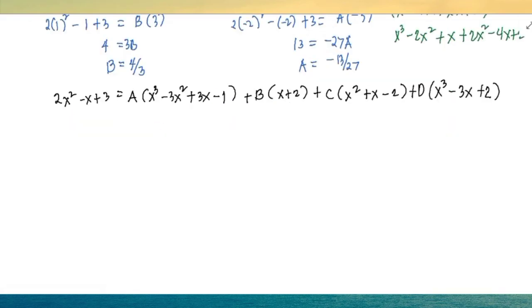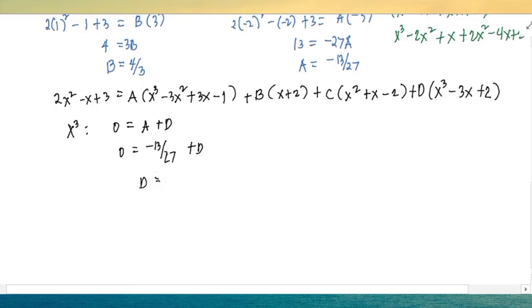So by coefficients, we can see here that our highest degree is cube. So for the coefficients of x cubed, on the left side of the equation, we have none. And for the right side, we have A for the x cubed, and we have D. So we could say that A is just the negative of D. Since we already have the value of A, then we can substitute. So 0 equals negative 13 over 27 plus D. So D is equal to positive 13 over 27.